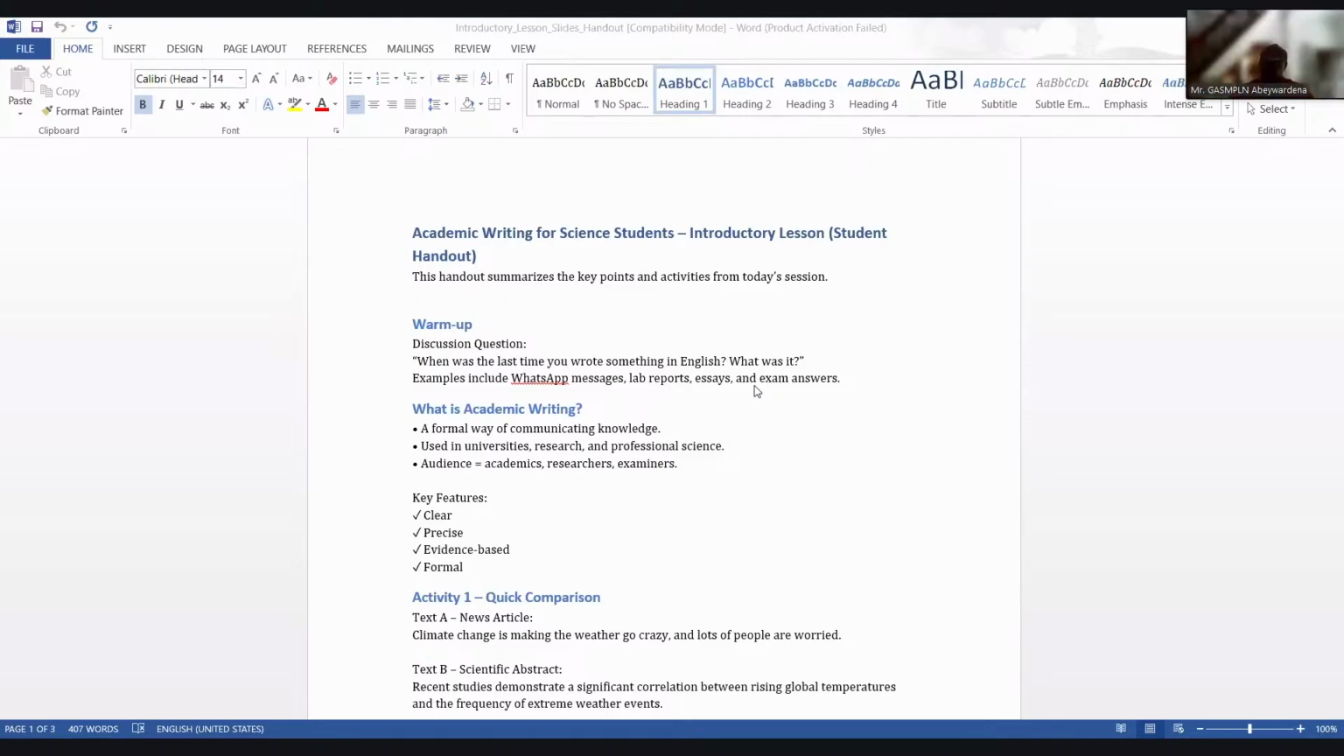Right. Now, what is academic writing? Already I have given you the idea. Right. What is it? There are three features. I talk about these three features. A formal way of communicating knowledge. It is formal. You have to use the formal language. Used in universities, research, as Pramod said, academic. Texts are read by university students, lecturers, researchers, right? Any other academic related people, right? Research and professional science. These are the areas where academic writing is used.